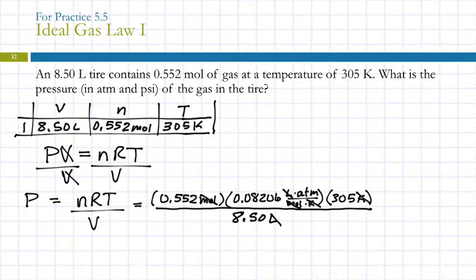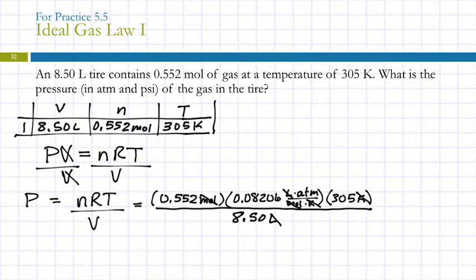If my volume was in milliliters, then the units wouldn't work out, and I'd have to do some converting. But all my units worked out. I got one unit left. It's a pressure unit. So 0.552 times 0.08206 times 305 divided by 8.5.